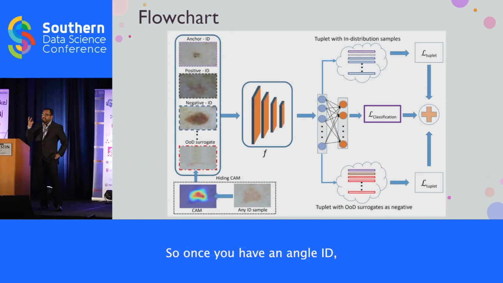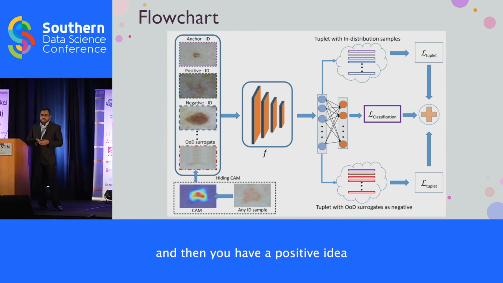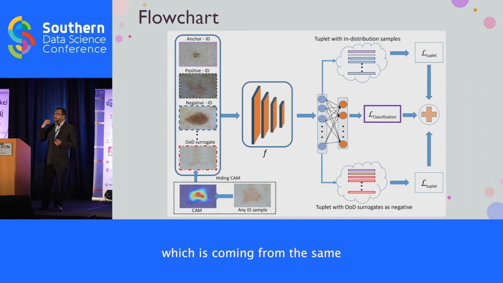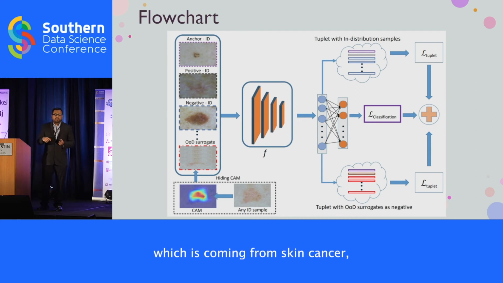Once you have an anchor ID, which is an image of a skin cancer, you have a positive ID, which is coming from the same class of examples. And then you have a negative ID, which is coming from skin cancer, but different types of skin cancer. So those would be the negative examples or negative instances.